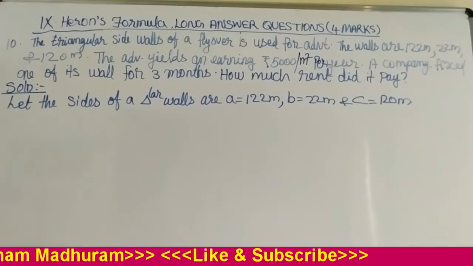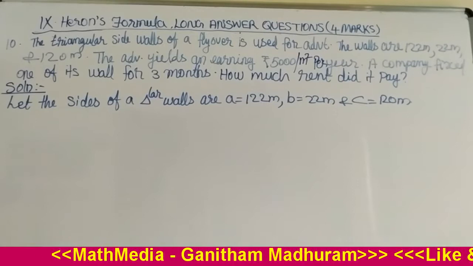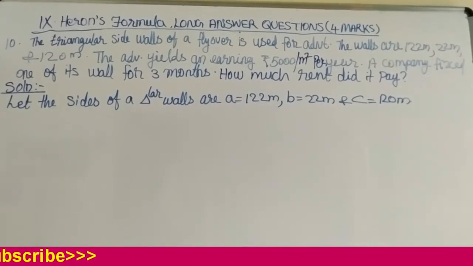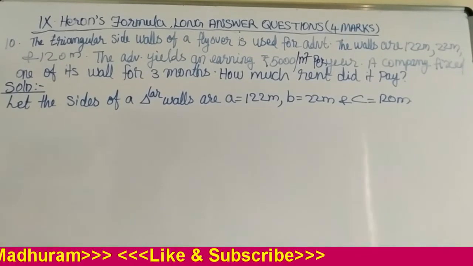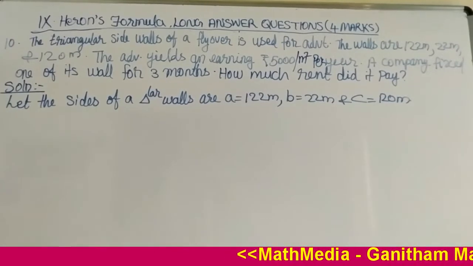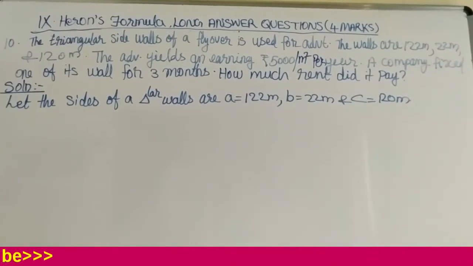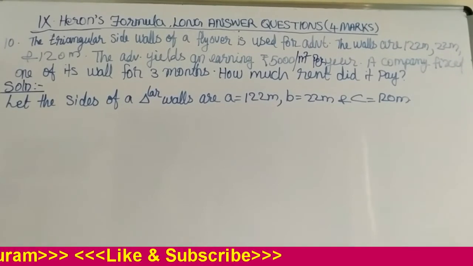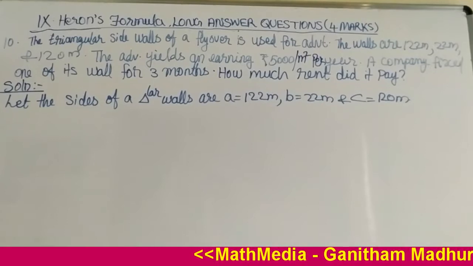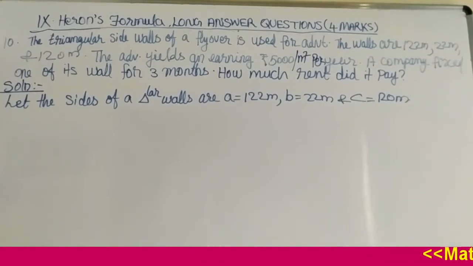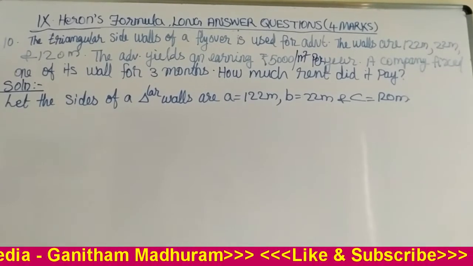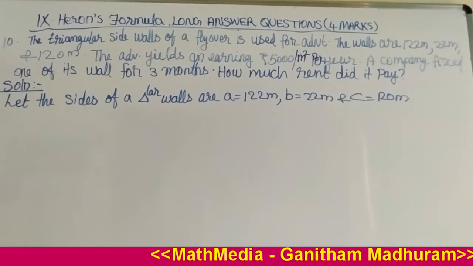Next question. The triangular side walls of a flyover are used for advertisement. The sides of the walls are 122 meter, 22 meter and 120 meter. The advertisement yields an earning of rupees 5,000 per meter square per year. A company rented one of its walls for 3 months. How much rent did it pay?